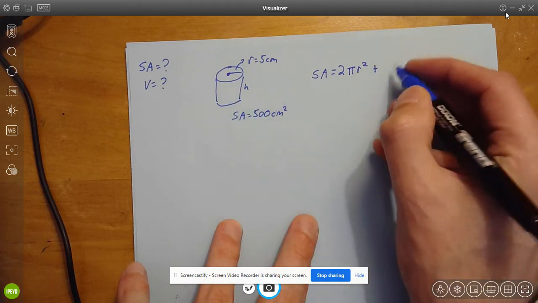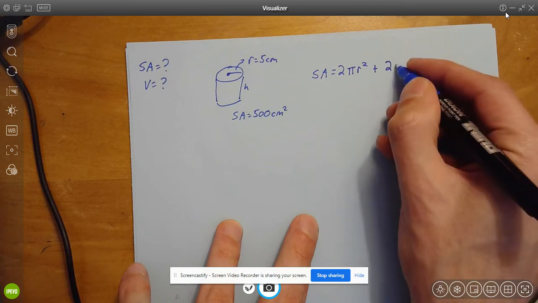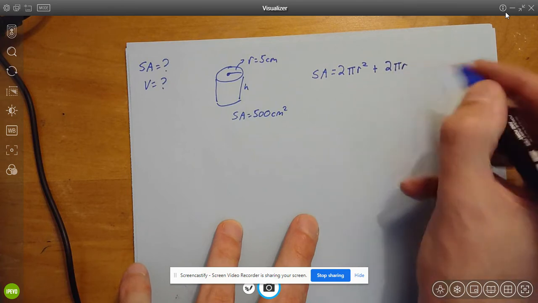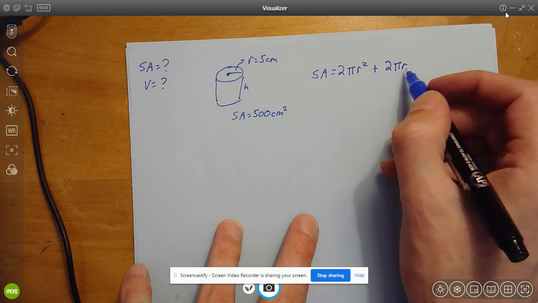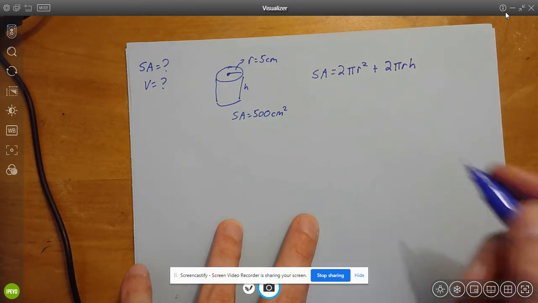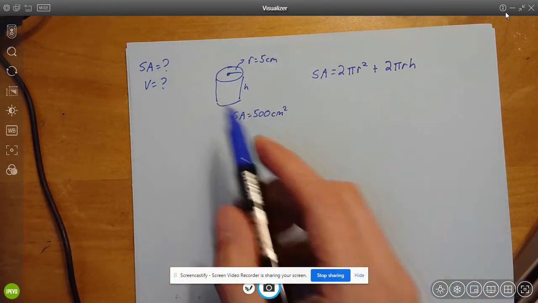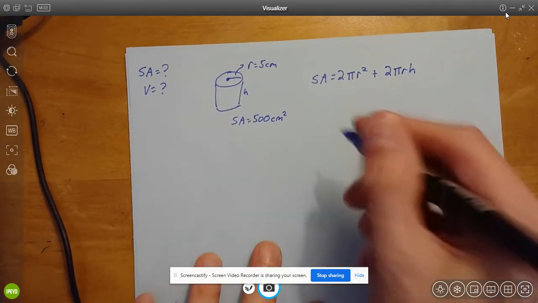That rectangular wall has a length that is equal to the circle's circumference. Remember that circumference is 2 pi r, right? Pi times diameter, or pi times 2 times radius. And then multiplied by the height, because that's going to be the width of that kind of rectangle, if you can imagine us unfolding the cylinder. So there's my formula for surface area.